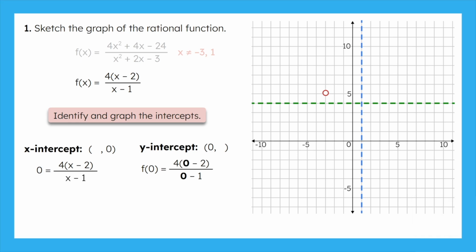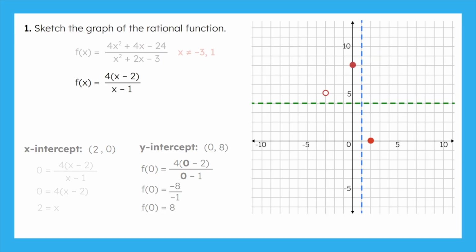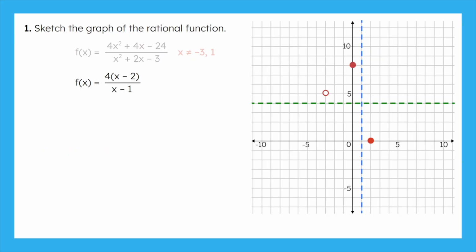You should have found the x-intercept, or root, is at (2, 0). You might have noticed that the denominator cancels out when solving, making this the same as setting the numerator equal to 0 and solving. The y-intercept is at (0, 8). We don't know the exact shape yet, though. The graph will approach the horizontal asymptote y equals 4 as x approaches both negative and positive infinity, but we need to identify and graph additional points to more accurately sketch the curves.